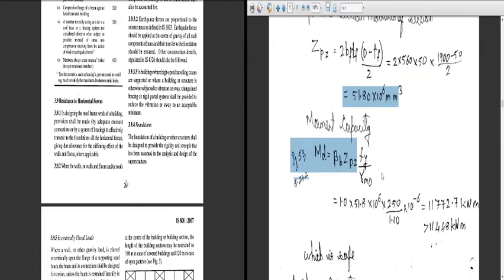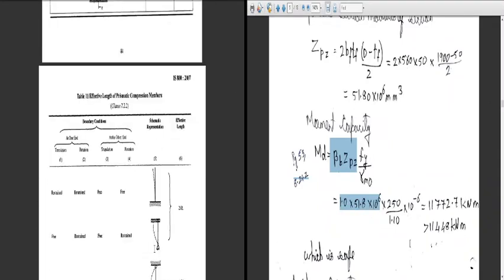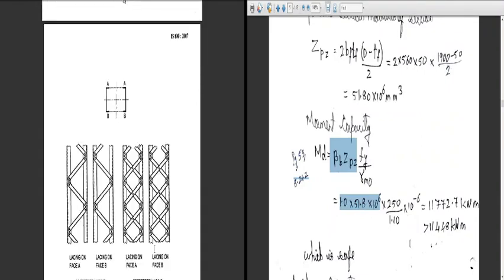So let us see the moment capacity. The moment capacity is given by Md equal to beta b Zp fy divided by gamma m0. Now this is given on page number 53, clause number 8.2.1.2. So in the code book, let us go to page number 53. So this is page number 61. So here you can see in the code book, we will go through the formula 8.2.1. So this is the clause number. 8.2 is nothing but design strength in bending.